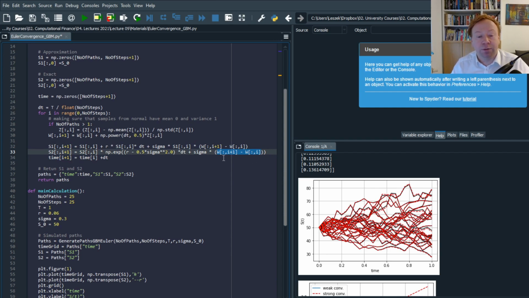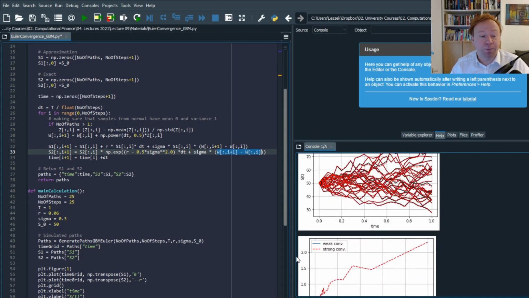If we wouldn't have this, then those paths definitely would not be even close to each other because those would be completely different random numbers. So we cannot really compare strong convergence. We can still look at the weak convergence, that would be unchanged, but in strong convergence that would have no meaning. Okay, so the outputs are time paths for the stock, the first one and the second one, which is the exact.